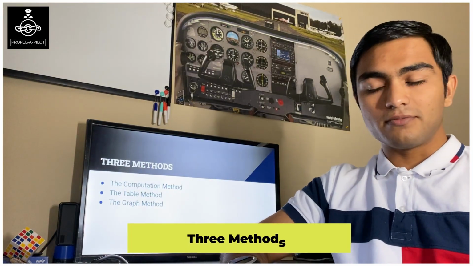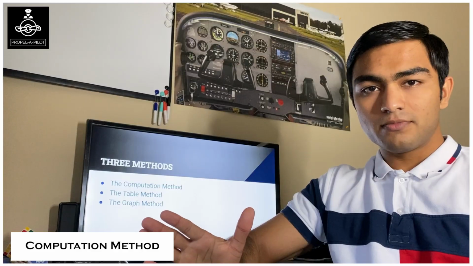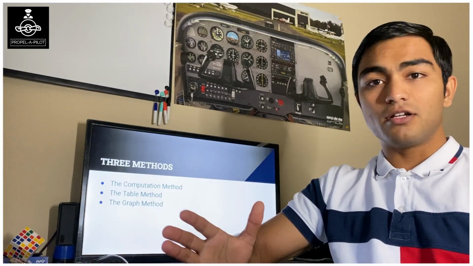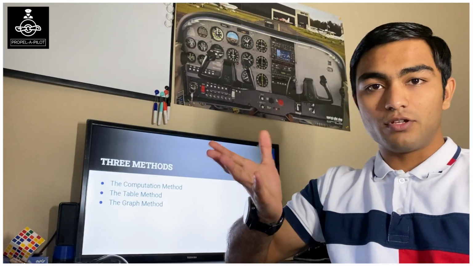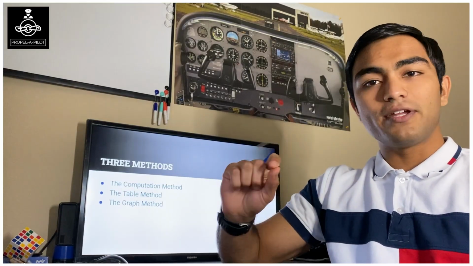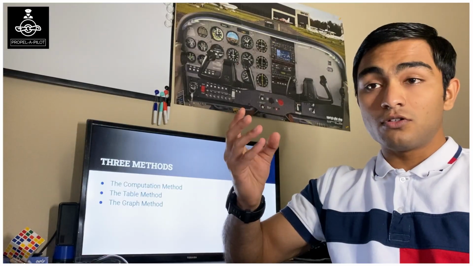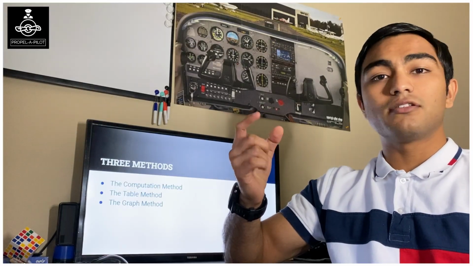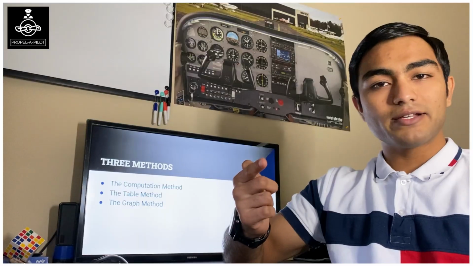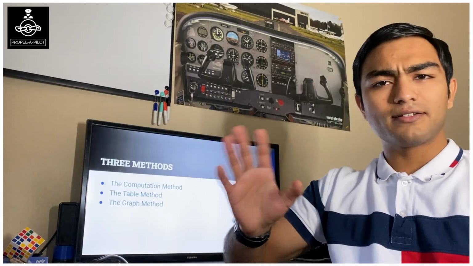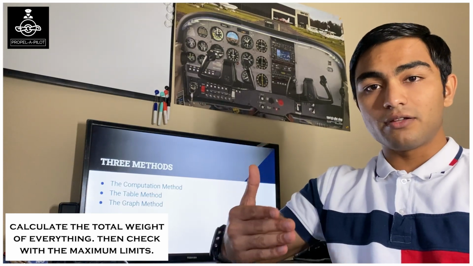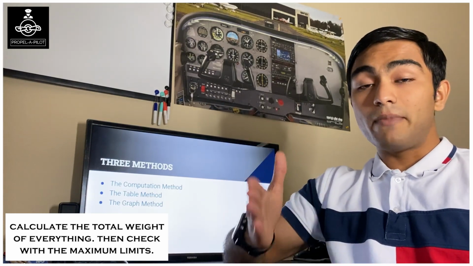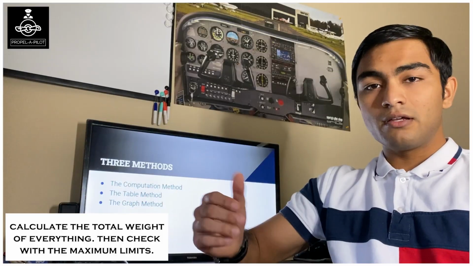So the three methods. The first one is the computation method. The computation method is very similar to the examples that we have just done. In this method, we begin with calculating the total weight of everything. So we add the weight of the airplane, pilot, passenger, cargo, fuel, etc. Everything. And then when we calculate the total weight, we check that with the maximum ramp and takeoff weight.